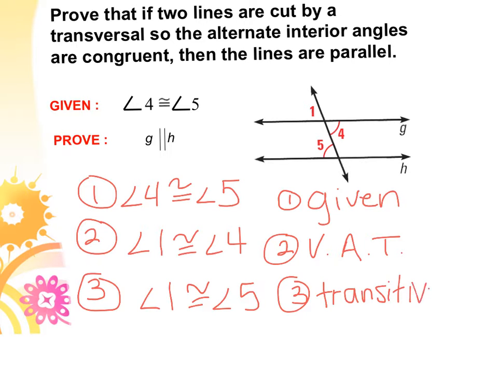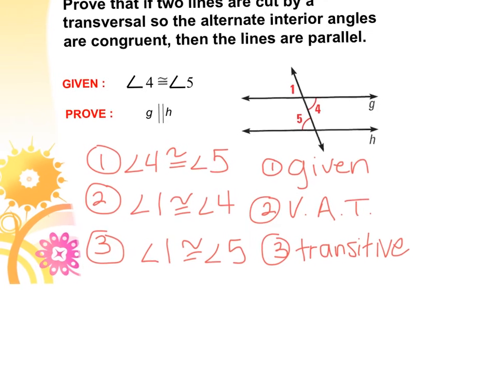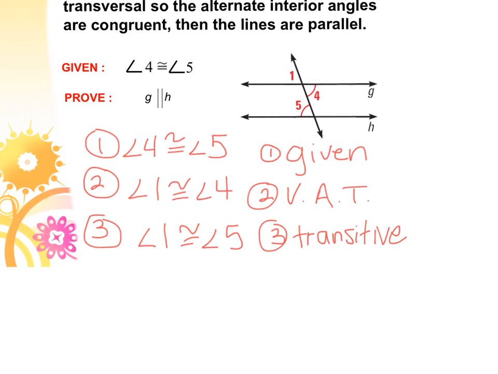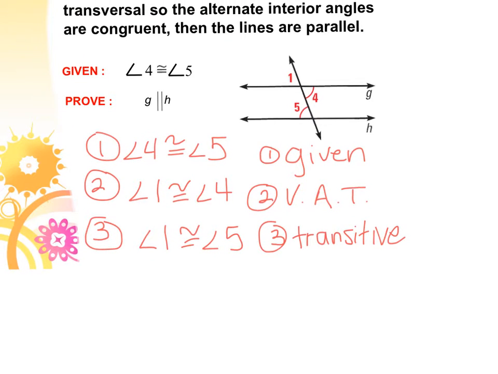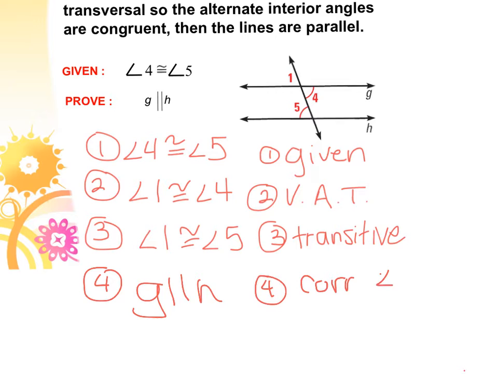What is the VAT? Vertical angles theorem. So a pair of vertical angles are congruent. And then if 1 is equal to 5, then these lines are parallel. And my reason would be what? What's the relationship between 1 and 5? Corresponding. So the corresponding angles postulate, converse.